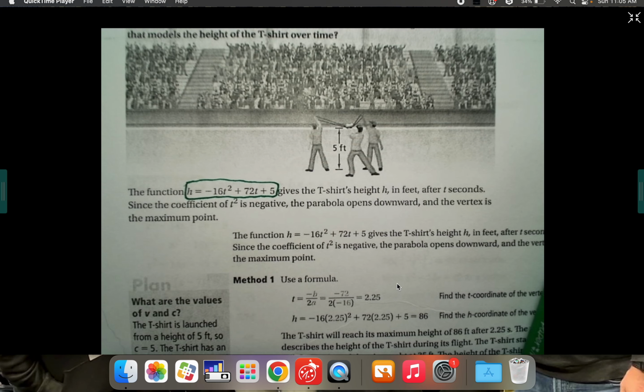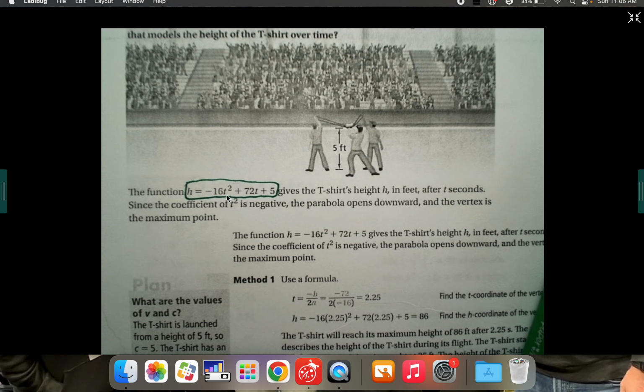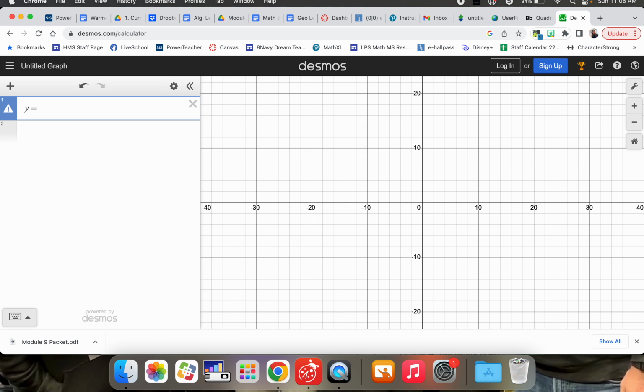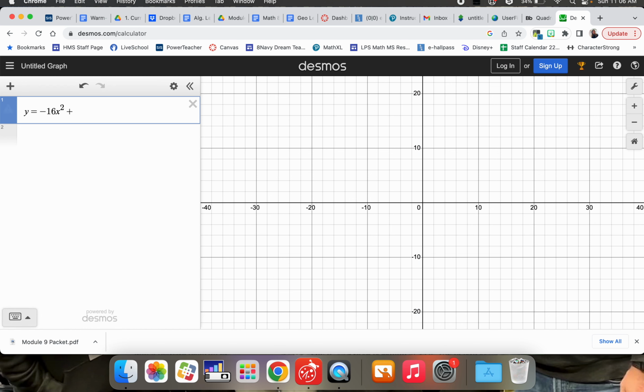So I'm going to go to my Desmos calculator, and you can just search Desmos graphing calculator. And remember, I am going to type in a y and an x instead of h and t because your Desmos calculator works with x's and y's. So I'm going to put y equals negative 16x squared plus 72x plus 5. You can see that it's already popping up there.